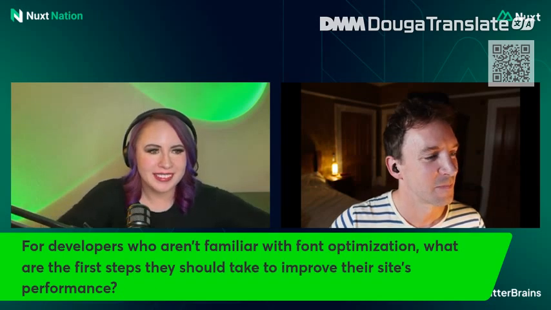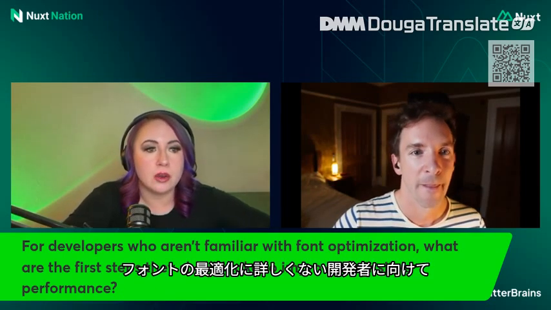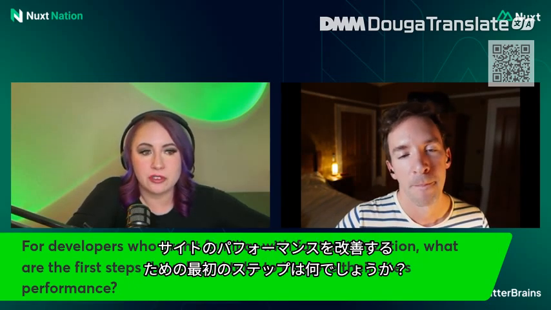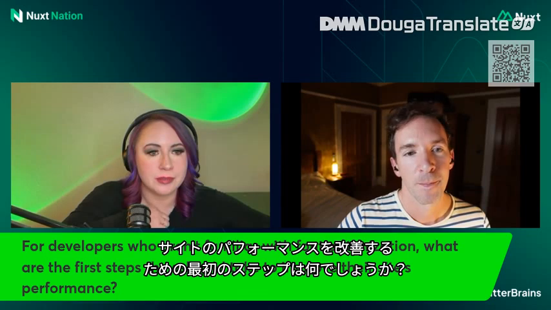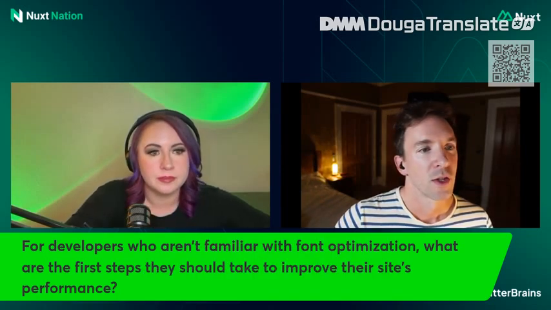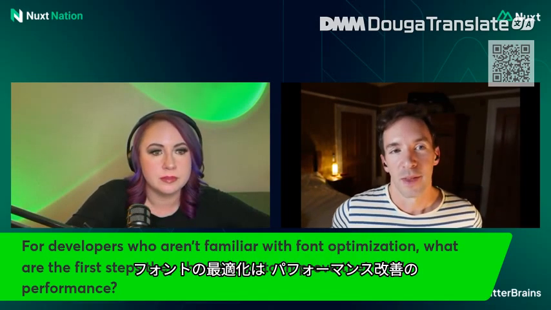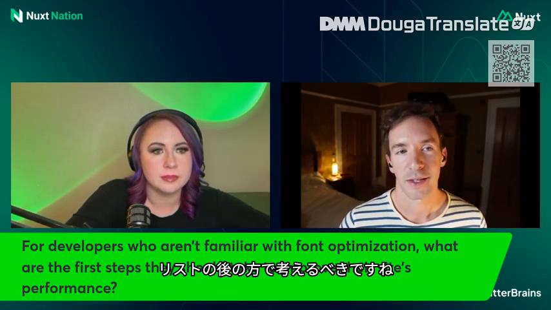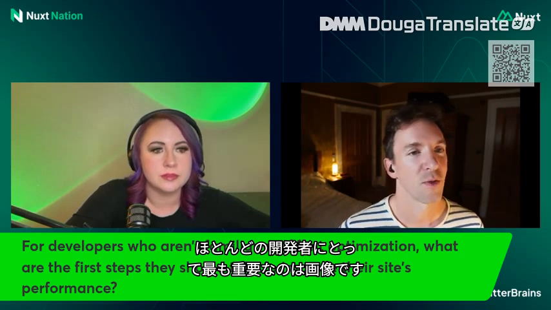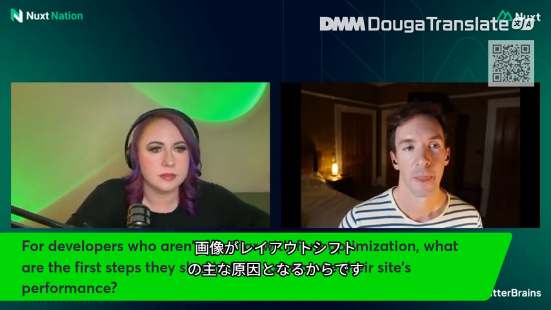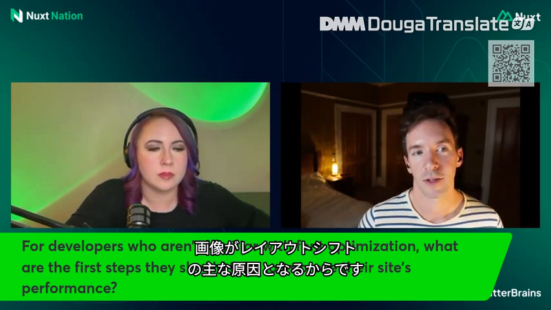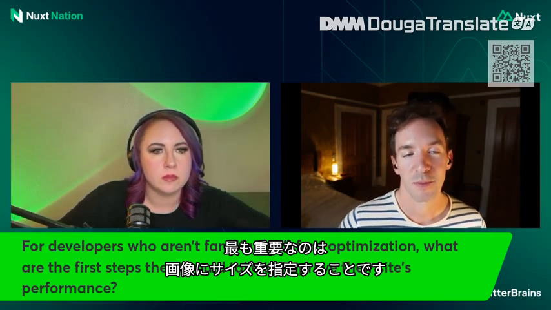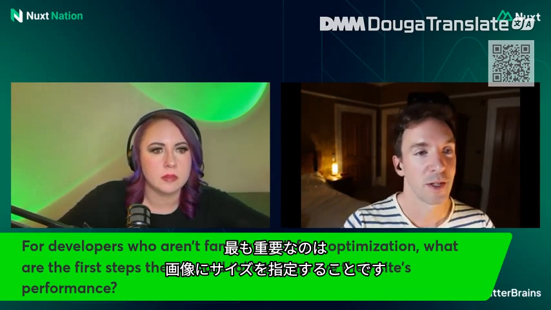Question number 1. For developers who aren't familiar with font optimization, what are the best first steps they should take to improve their site's performance? So the fonts probably will be coming towards the end of your performance optimization list. The most significant item for most developers will be images, because images most contribute to layout shift. The most significant thing is give your images dimensions.